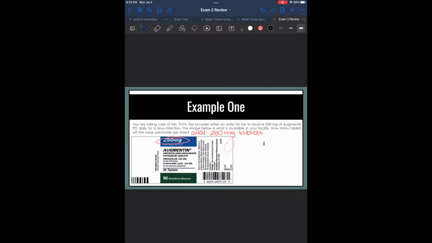So first step with our dimensional analysis, draw our cross. Remember, our order is going to go on our left-hand side, and what we have available is going to go on our right. So our order is for 500 milligrams, and we have 250 milligram tablets available. So per one tablet, there's 250 milligrams. So our milligrams is going to cross out. We have tablets left, which is what our answer is asking us to be in. So we can multiply across the top and the bottom. So 500 divided by 250 is going to give us 2 tablets.